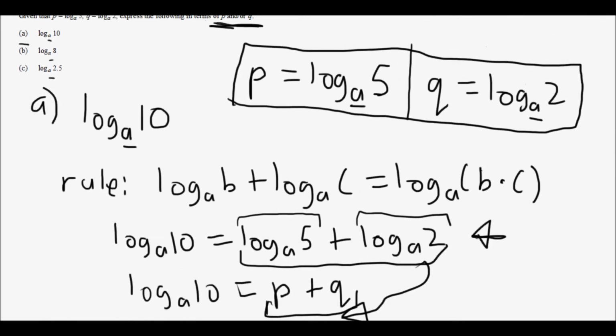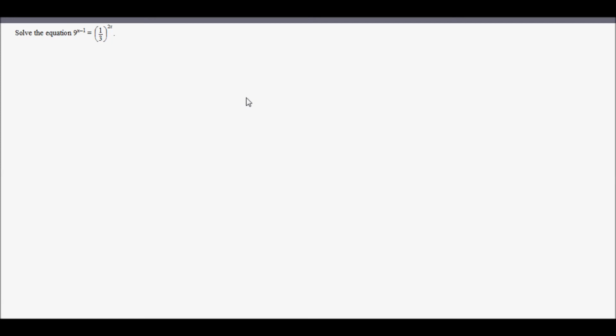Hey guys, so now we will go on to the third question in this video, and this deals with the topic of exponents. So let's take a break from logarithms and let's get on to exponents. So this is the question. Solve the equation 9 to the x minus 1 equals 1 over 3 to the power of 2 over x. So what we have to do in this question is find what x is equal to. What number does x equal? And with this, we will be able to solve and give the answer.